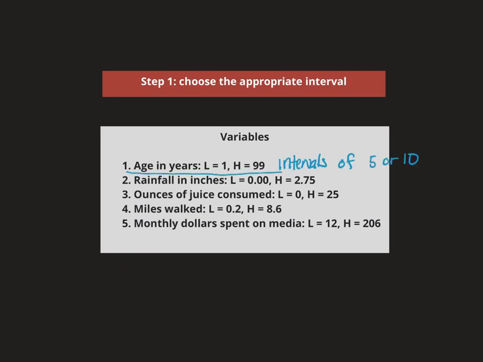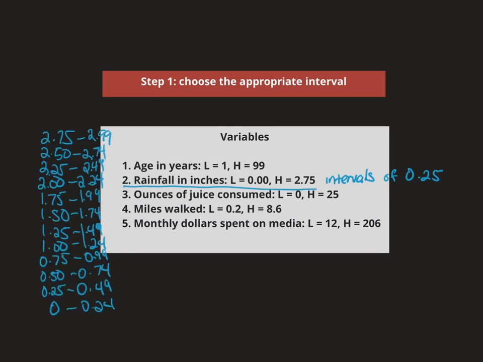For age, the appropriate interval size is 5 or 10. For rainfall, the appropriate size would be 0.25 inches. If we use this interval size, we'll end up with 12 intervals. This is within our 10 to 20 range and is a good fit. It's also easy to count in 0.25, 0.25, 0.5, 0.75, 1, so it's meeting our criteria.